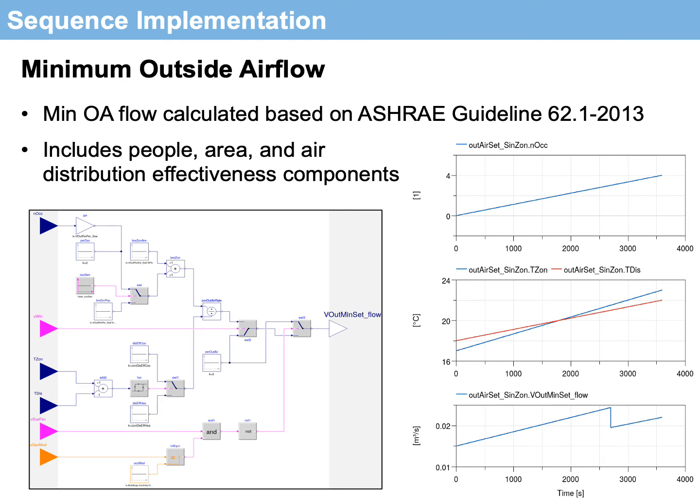On the right, we see a scenario on the top where our number of occupants in the space is increasing from 0 to 4. In the middle, we see that the zone air temperature is increasing a little faster than the discharge or supply air temperature, and so there the system is basically shifting from heating to cooling mode. And on the bottom, we see the minimum outside airflow that's calculated, also increasing with the number of occupants, and then there's a step change when the air distribution effectiveness changes from essentially heating mode to cooling mode.